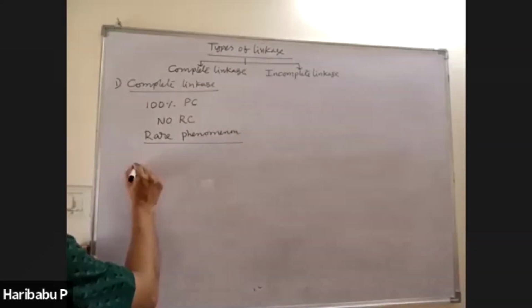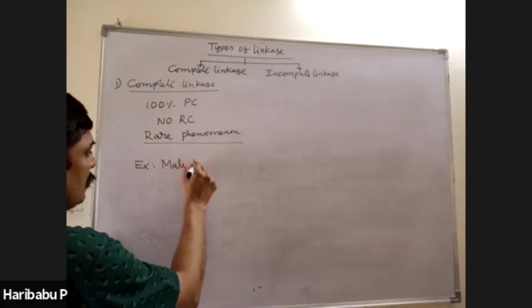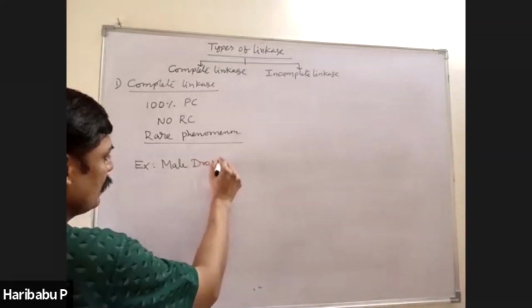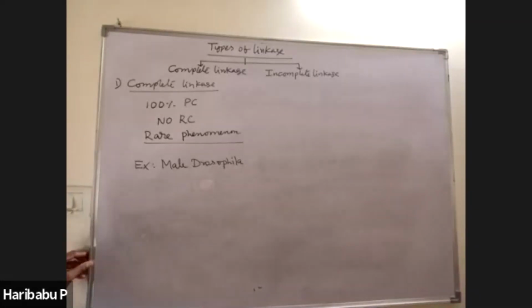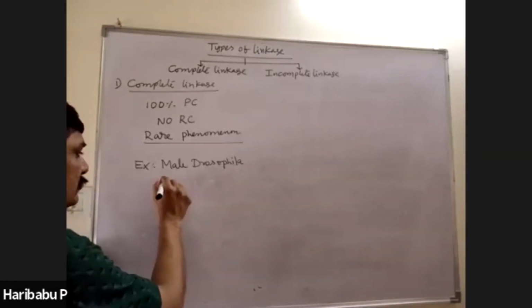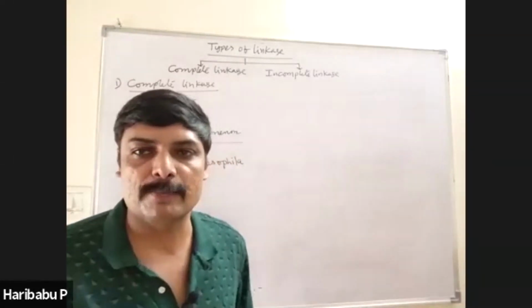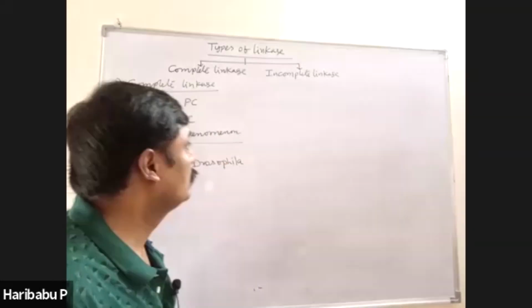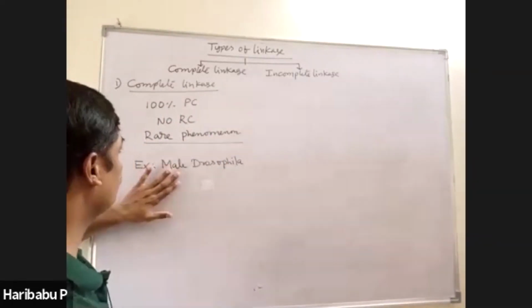Example for complete linkage: male Drosophila. Male Drosophila shows complete linkage, and also female silkworm. Female silkworm and male Drosophila are examples for complete linkage. Okay, I think you understand what is meant by complete linkage.